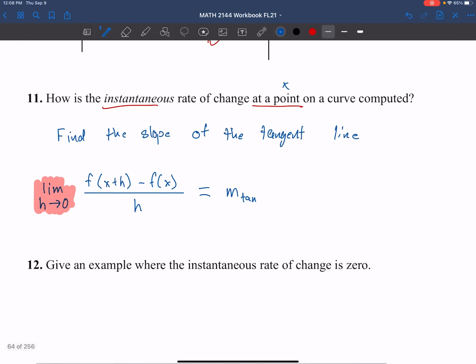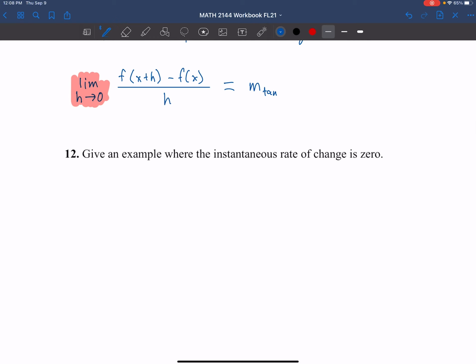So let's look at number 12 right now. Give an example where the instantaneous or the tangent line slope is 0. I want you to think about this for a sec. Go and sketch maybe an example or give a function. Anyone have any ideas? Describe what is happening when the instantaneous rate of change is 0. Very important idea right here. The sooner you get this, the sooner you understand about 10 of the lessons in this course.